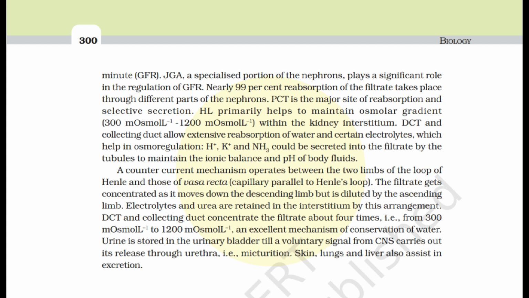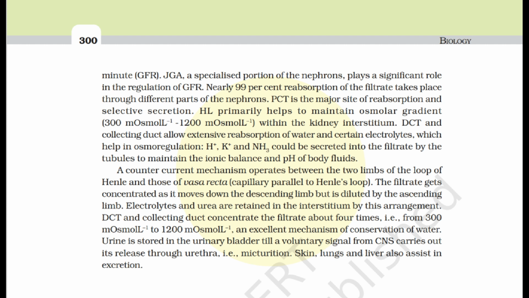Nearly 99% reabsorption of the filtrate takes place through different parts of the nephrons. PCT is the major site of reabsorption and selective secretion. HL primarily helps to maintain osmolar gradient, 300 mosmol per liter to 1200 mosmol per liter, within the kidney interstitium. DCT and collecting duct allow extensive reabsorption of water and certain electrolytes, which help in osmoregulation. H+, K+, and NH3 could be secreted into the filtrate by the tubules to maintain the ionic balance and pH of body fluids.